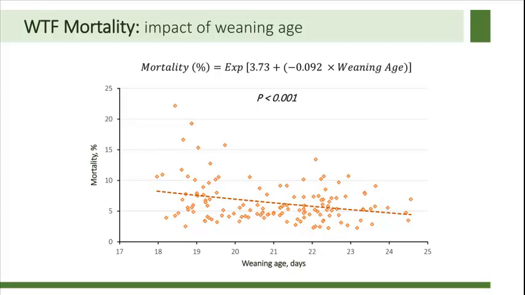It's an exponential function. And the advantage, I guess, for that function over the linear is that it assumes a greater rate of change in the mortality for younger pigs than for older pigs. So in other words, the reduction in mortality of weaned pigs was greater if the pigs were weaned younger than if the pigs were weaned older.